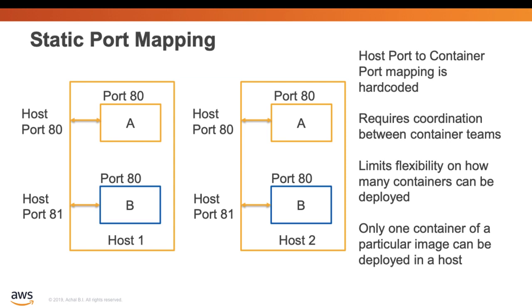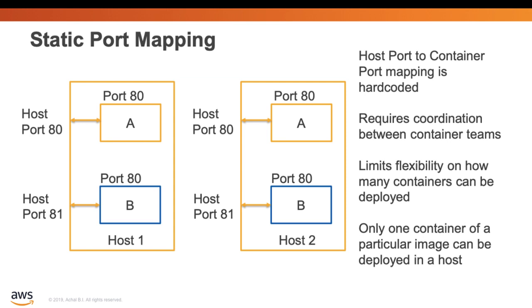So there are two kinds of port mapping. One is static, and the other is dynamic. So if you're choosing EC2 launch type, and no, you're not going with an application load balancer, then you will have to map the ports with each task, sorry, containers.